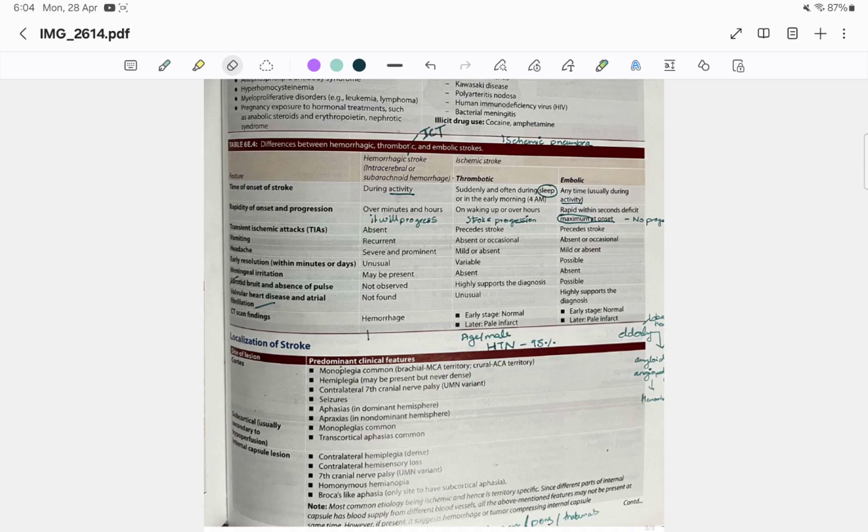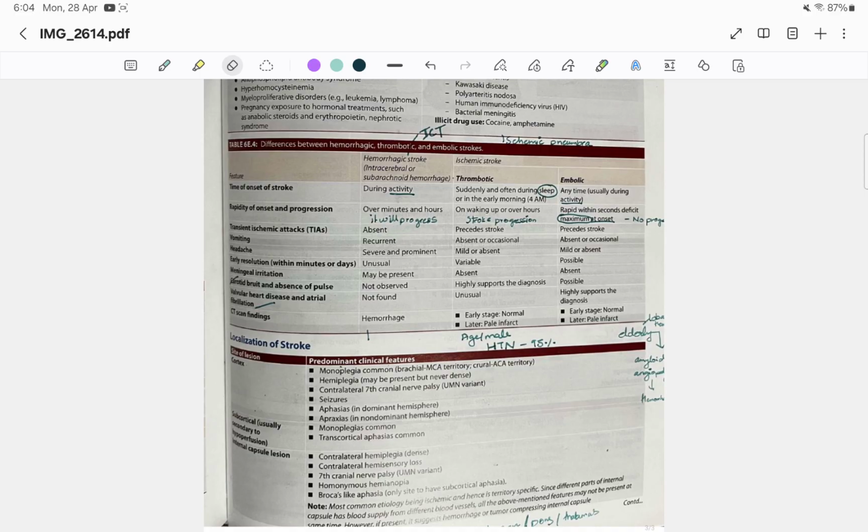So you need to reduce the BP, not too much, only up to a level. For example, if a patient has a hemorrhagic stroke, the ideal BP should be 160 by 100. This is the most ideal blood pressure. You should not reduce the BP to less than 120. If you reduce the BP too much, what will happen? The ischemic penumbra will increase.